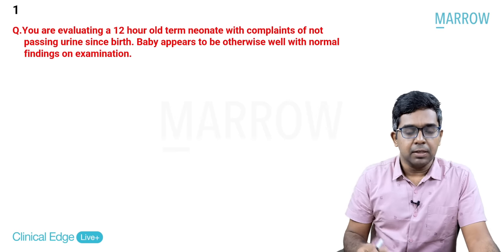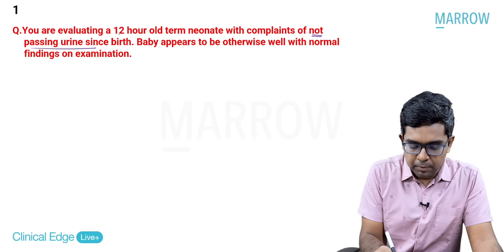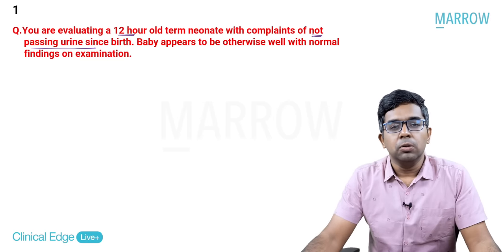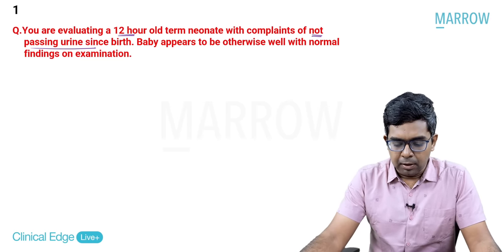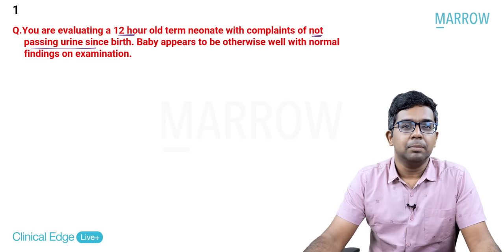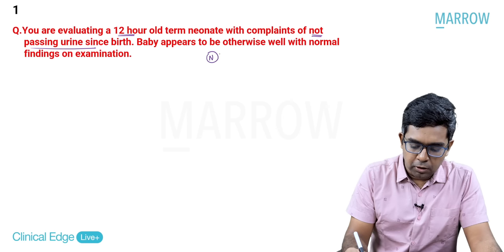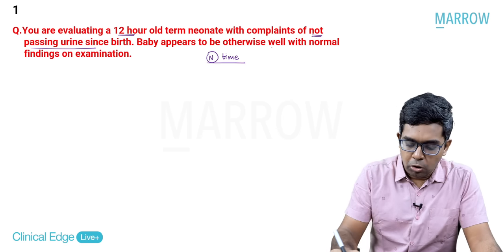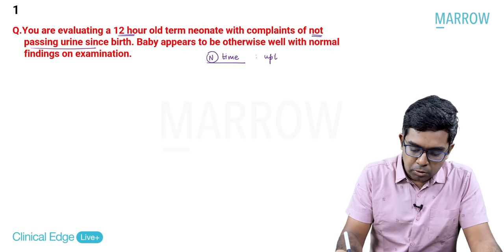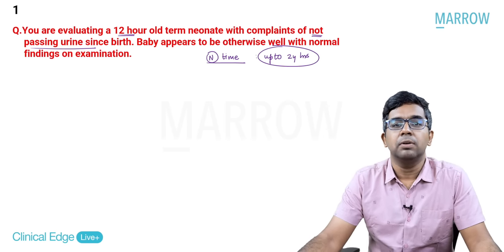Okay, so the complaint here basically is not passing urine since birth, and the age of the baby is 12 hours. You know that most babies pass urine soon after birth in the delivery room itself. However, in a few babies, there may be a slight delay in the passage. So what is a normal time for the passage of urine? That is the first thing which you should keep in mind. Normal time is up to 24 hours.